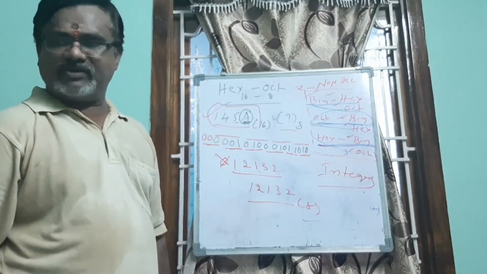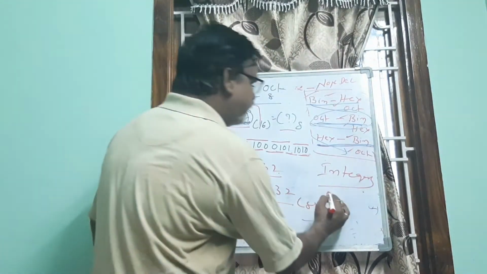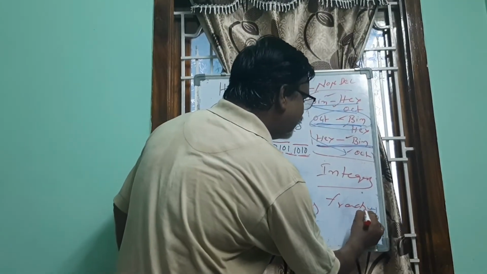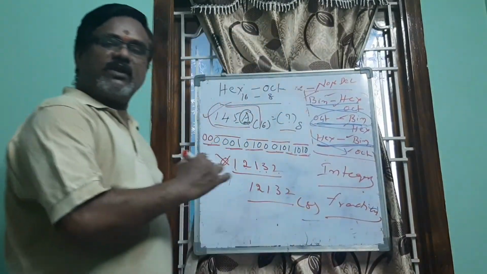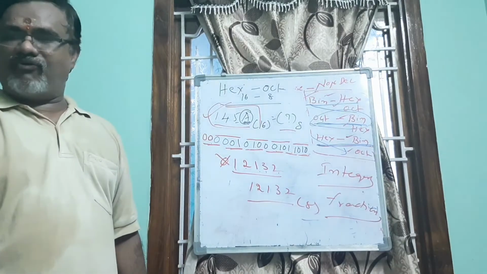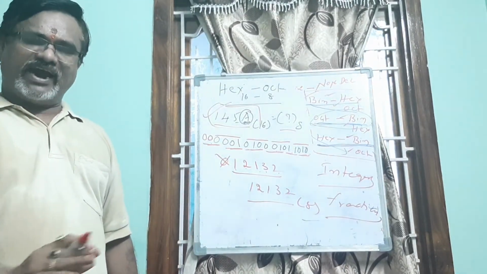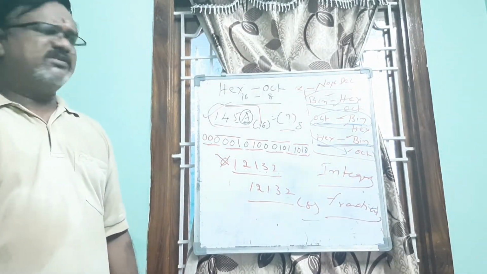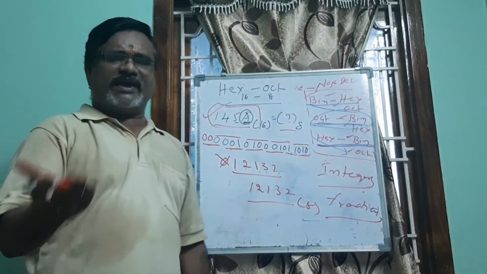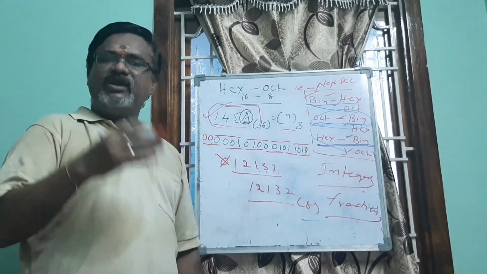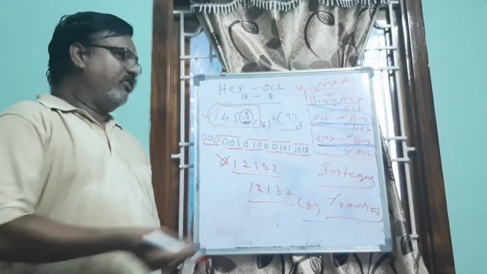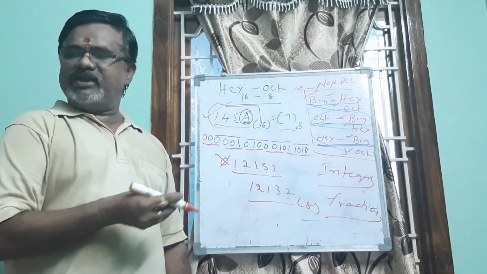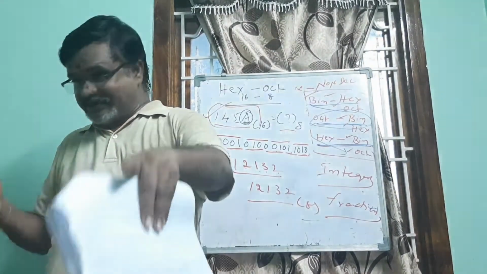And fractional numbers are also given. So what to do? If fractional numbers are given, how to convert fractional numbers of binary to decimal, and fractional numbers of decimal to binary, the same. Sometimes fractional hexa and fractional octal are also given, and we need to convert them into the other bases. We'll see one example for each of them. We will conclude the session.